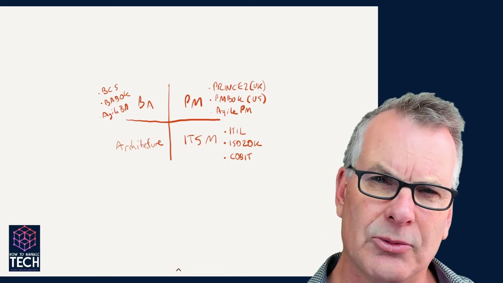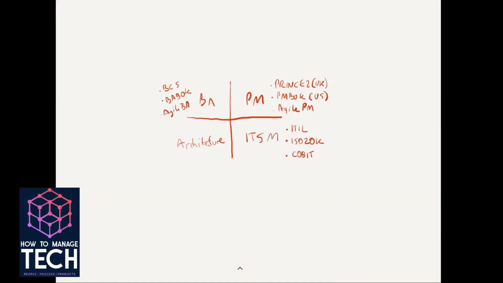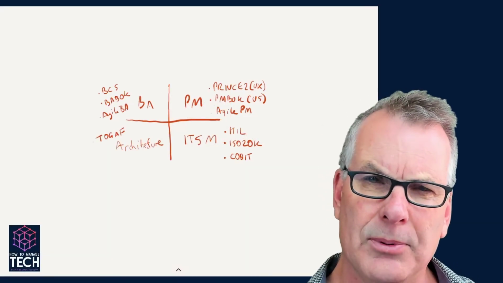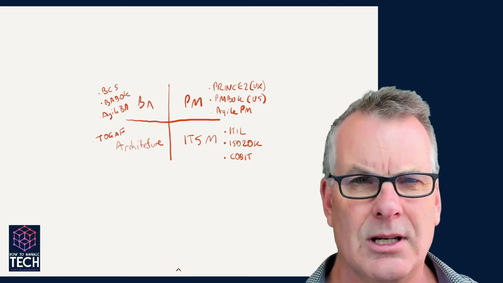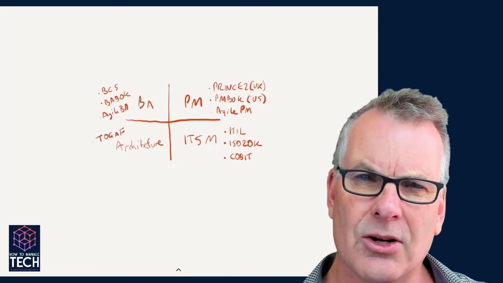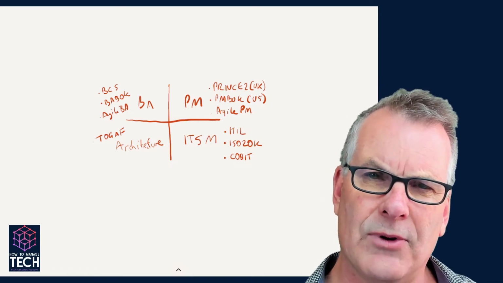In the architecture space, I'm going to go for TOGAF as my architecture of choice there, from the Open Group Architecture Forum. And the reason I'm using that one is because it's very popular at American Defense, with DoDAF, the Department of Defense Architecture Framework, and in my home country of Australia, AGA, Australian Government Architecture, based on TOGAF as well. So it's a very well respected framework.